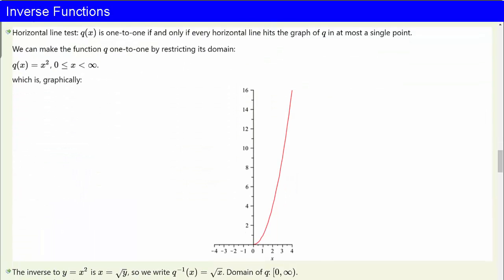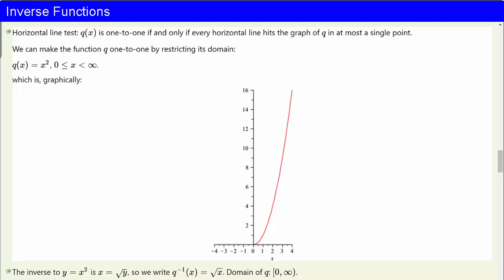Equivalently, we could use the horizontal line test. q of x would be one-to-one if and only if every horizontal line hit the graph of q in at most a single point. And of course, all horizontal lines above the x-axis hit it in 2 points.